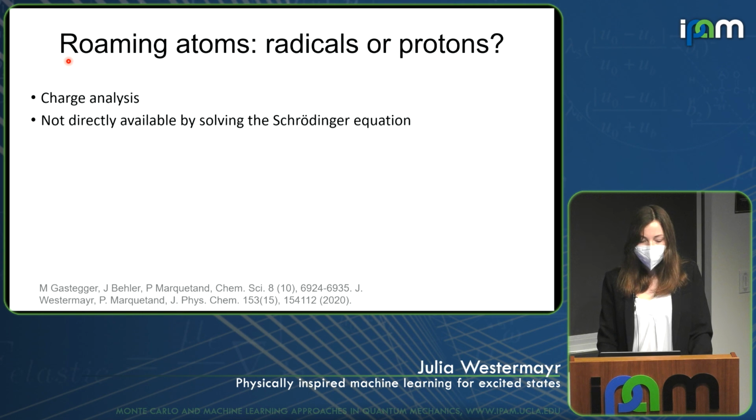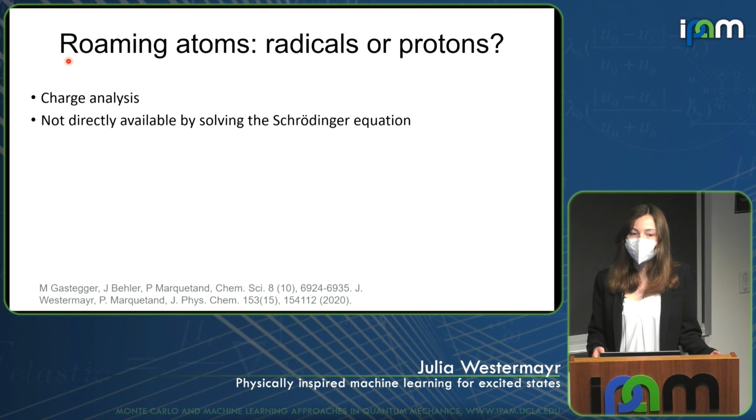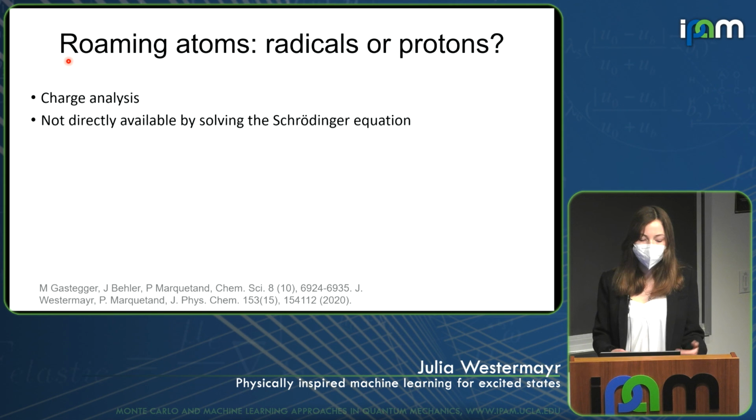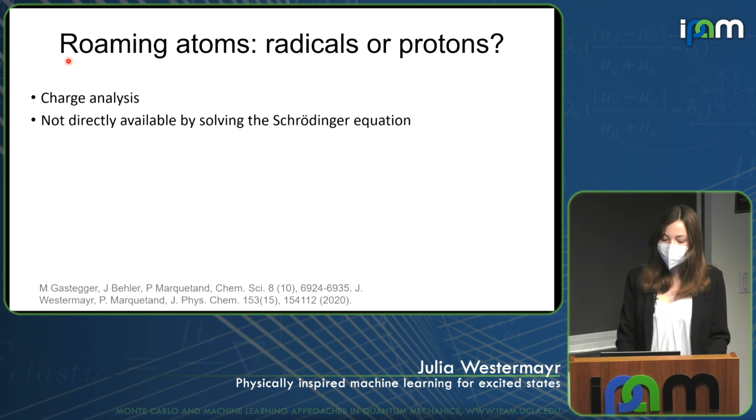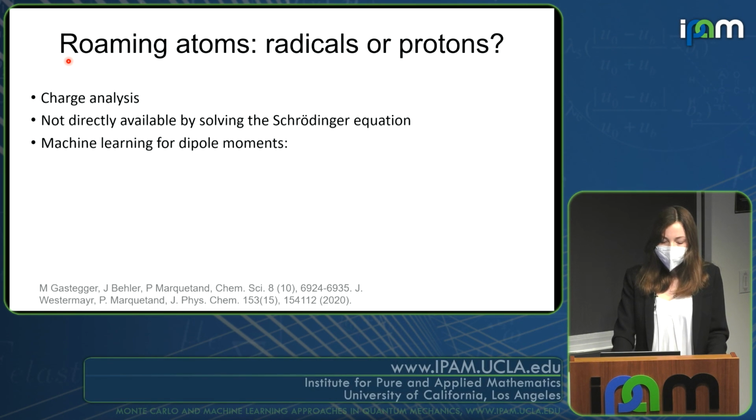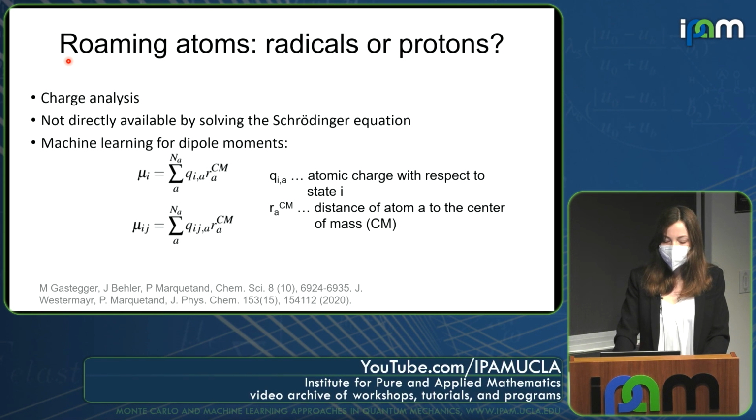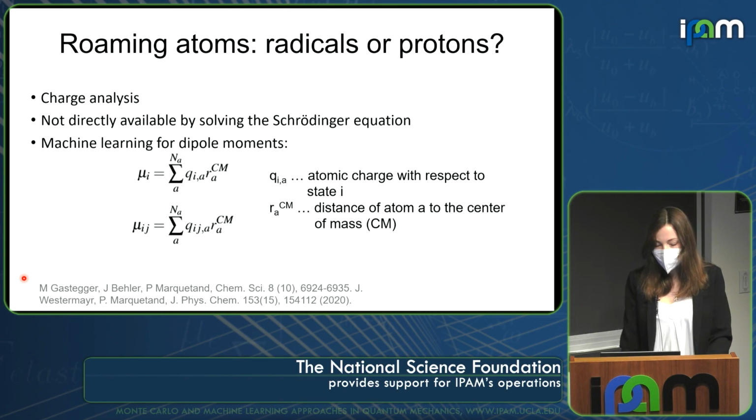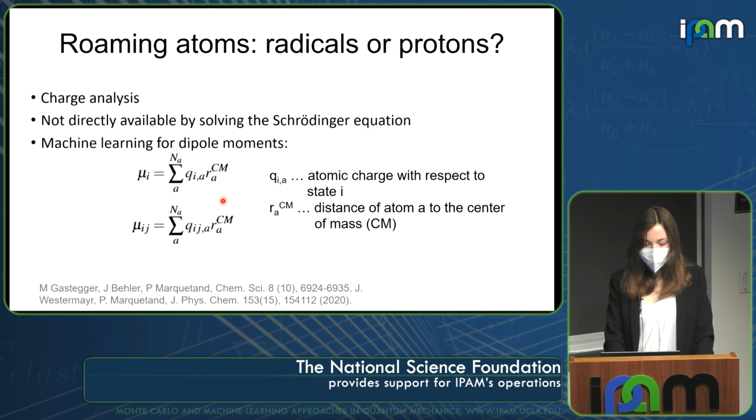The problem here is that even though charges are one of the most intuitive chemical concepts, it is very difficult to really get them, because the results are not directly available by solving the Schrödinger equation. So we need to do some subsequent analysis, and this strongly depends on the partitioning scheme. To overcome this problem, we used a machine learning model that trains on dipole moments. This is the charge model that we adapted for excited states. It was developed by Michael Gastegger, Jörg Behler, and Philipp Marquetand for the ground state, and we adapted this for excited states.